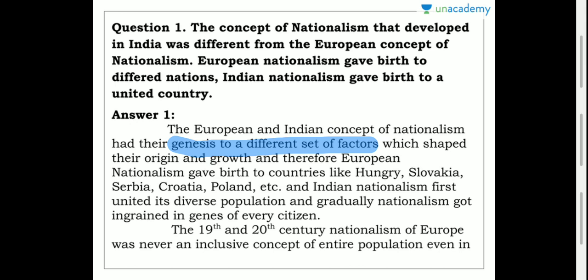And therefore, a different set of factors were there, and these set of factors were shaping the origin and shaping the growth, and therefore European nationalism, because of this different concept, and therefore different small countries, they emerged. For example, Hungary, Slovakia, Serbia, Croatia, Poland, the various small countries, they emerged in Europe. And this was a direct result of the different set of factors which were there.